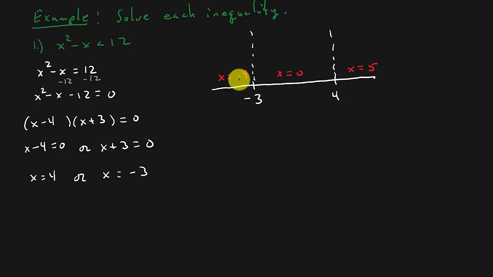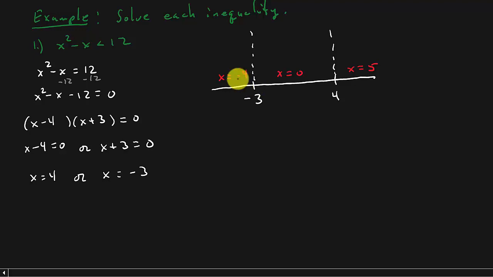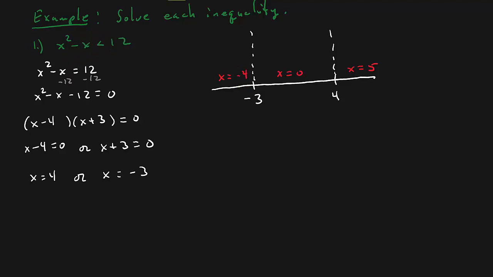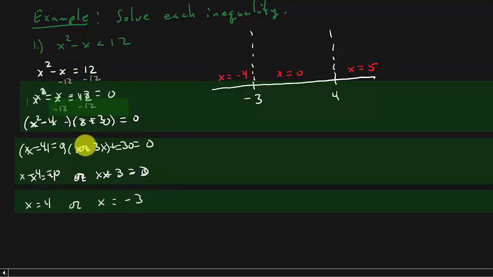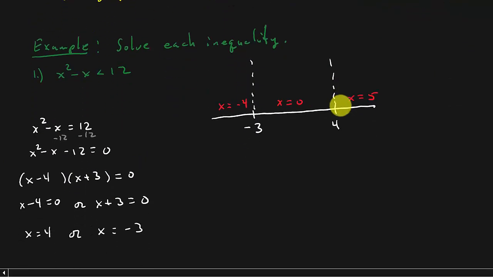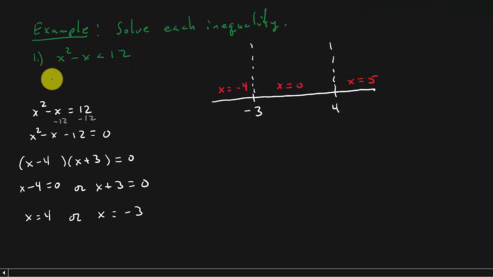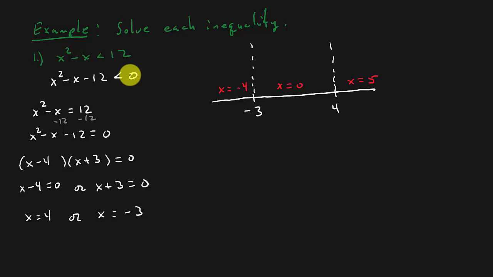Now, what we want to do is take this inequality, and let's rewrite it. Let's take this and just move it down some. So what we should have done here is x squared minus x minus 12 is less than 0. Just go ahead and get everything to one side of the inequality. Okay, I should have done that first. I didn't, but I should have.